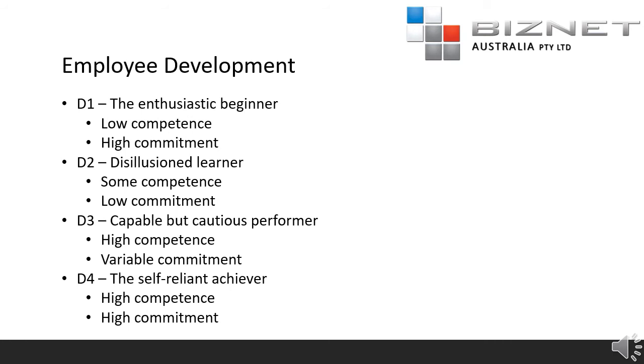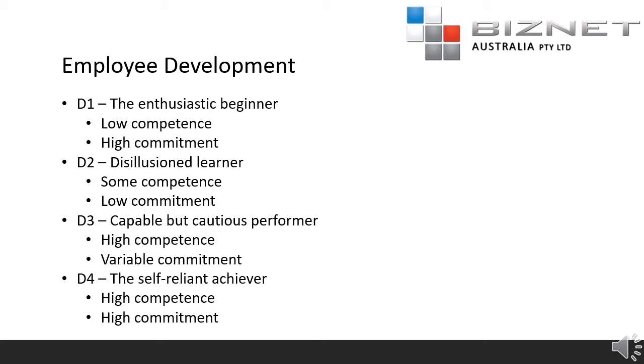As well as identifying four leadership styles, the model also identifies four levels of employee development. The first of those is D1, which you can think of as being an enthusiastic beginner. Here, your team member is low in competence but high in commitment. Basically, they're inexperienced, but they're enthusiastic. Your team member may show willingness, but they lack the specific skills they need to successfully complete the task.